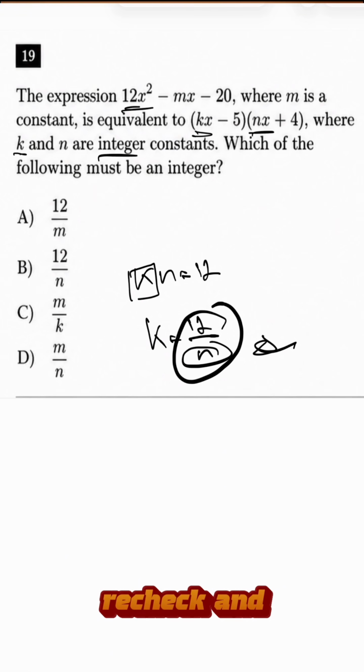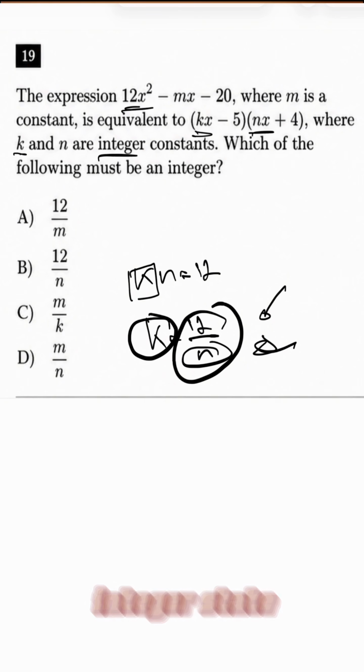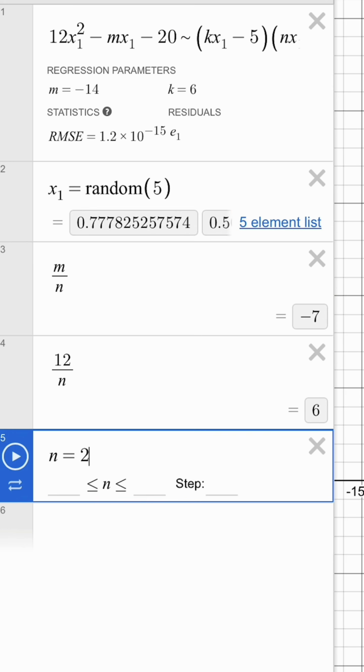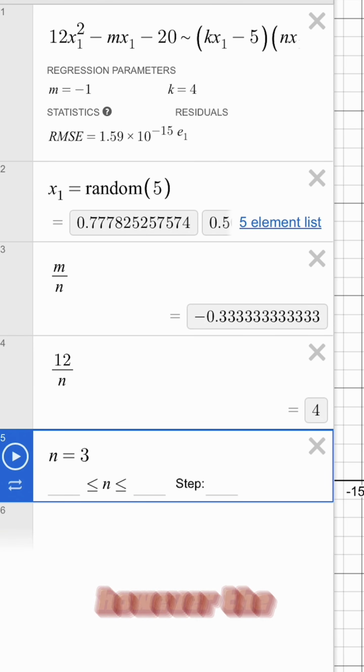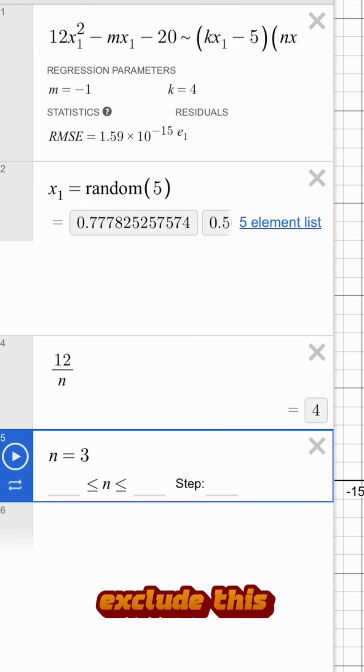Now let's recheck and check the values of n, different values of n which are factors of the 12, and see the calculated values of k. We'll always find that this fraction or the value of k is always kept in the integer state. When n is equal to 2, the 12 over n is equal to 6. When n is equal to 3, the 12 over n is equal to 4. However, the value of the m over n changed. It's negative 0.3 repeated, which will make us exclude this conclusively.